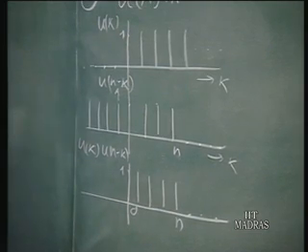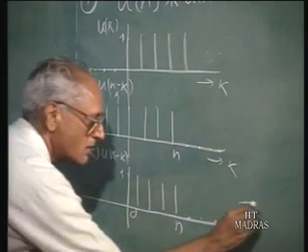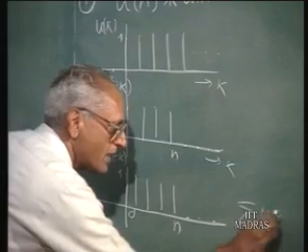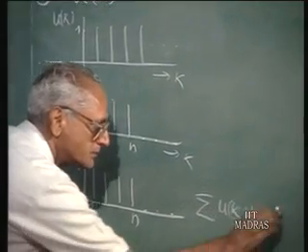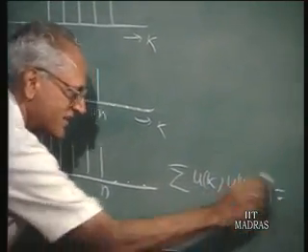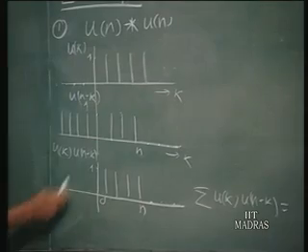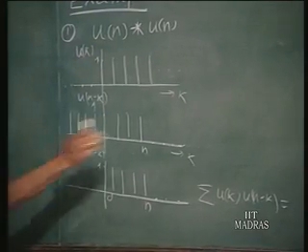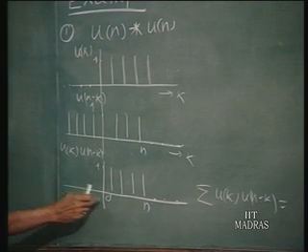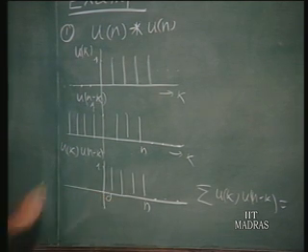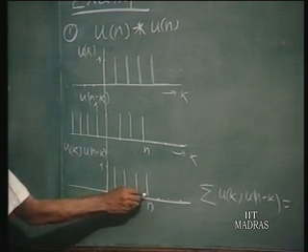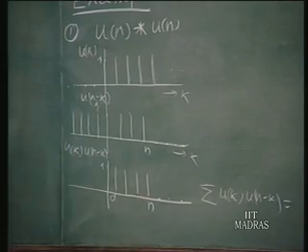Now in the convolution summation you take u(k) multiplied by u(n minus k), and this means that you must add up all the product values. You have only non-zero values starting from 0 to n, and therefore there are n plus 1 such units to be picked up.